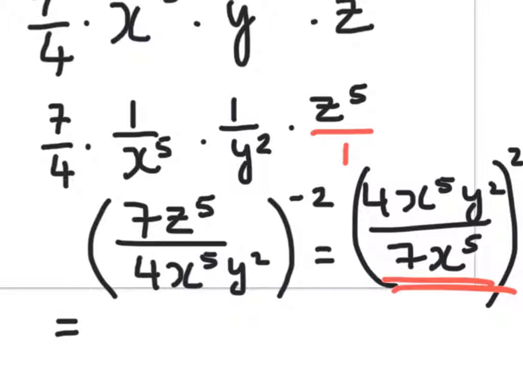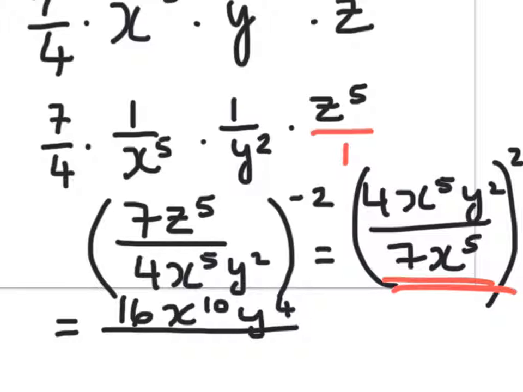Squaring means you're going to multiply everything by itself. So the 4 is going to be multiplied by itself to give me 16. X to the 5 is going to be multiplied by itself to give me x to the 10. And y squared is going to be multiplied by itself, giving me y to the 4. Divided by 49, which is 7 times 7, and x to the power of 10.